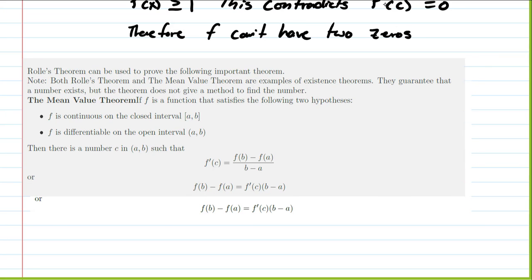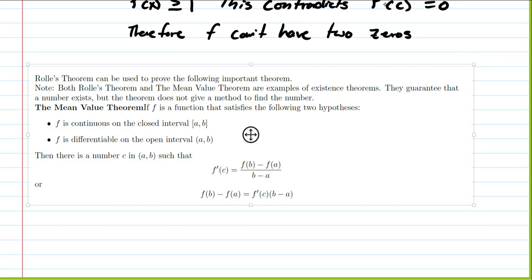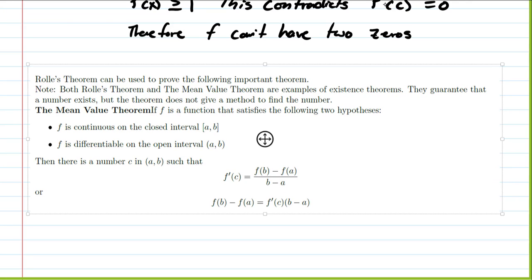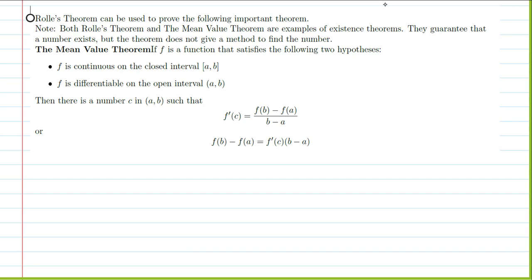So Rolle's theorem can be used to prove the following important theorem. So note, that's what I was just talking about. Rolle's theorem and the mean value theorem are both examples of existence theorems. They guarantee a number exists, but the theorem does not give a method to find the number.